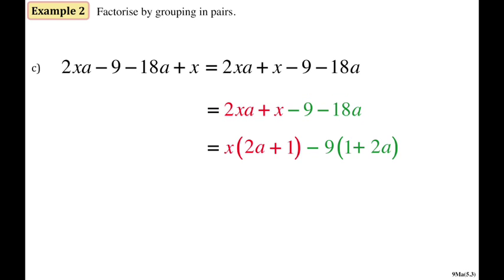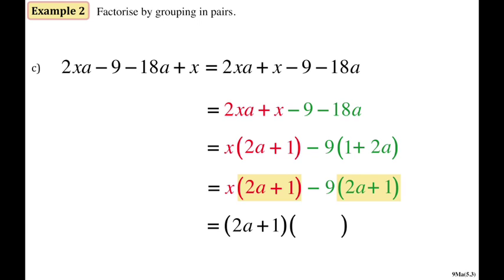Now I look at the question, common bracket. This one's written in the reverse order, but 2a plus 1 is the same as 1 plus 2a, so they are the same bracket. So I can write down my common bracket. Just writing it in order there, you don't have to write that step. 2a plus 1 is the common bracket. What goes in the leftover bracket? X minus 9. And we've now factorized one of the harder questions by grouping in pairs.